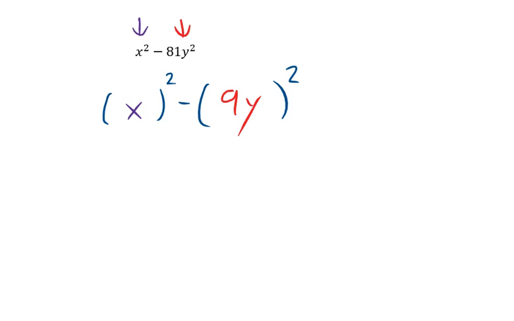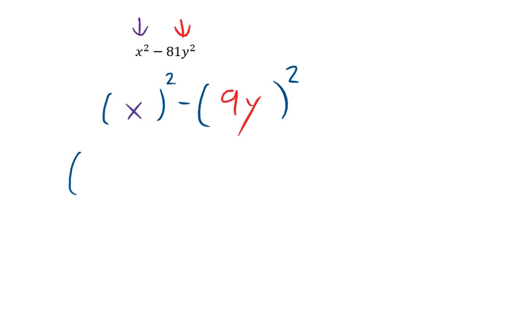Another example. This jumps out at me as a factor by difference of squares problem. I think that because I see a square, 81 is a square number, and I'm more positive about it because I realize I can write it like something squared minus something squared. The thing I have to square to make x squared is x. The thing I have to square to make 81y squared is 9y.